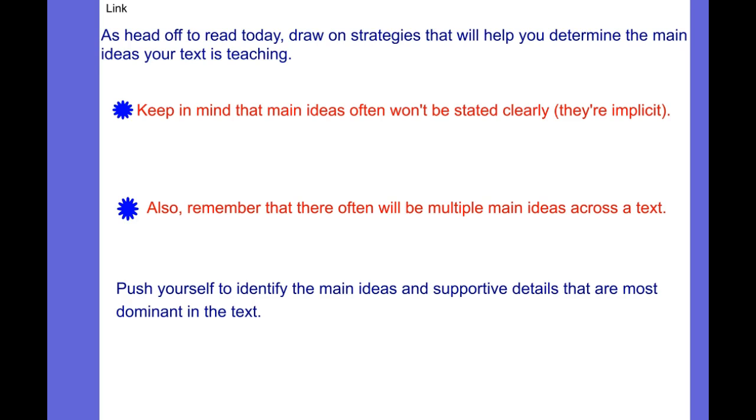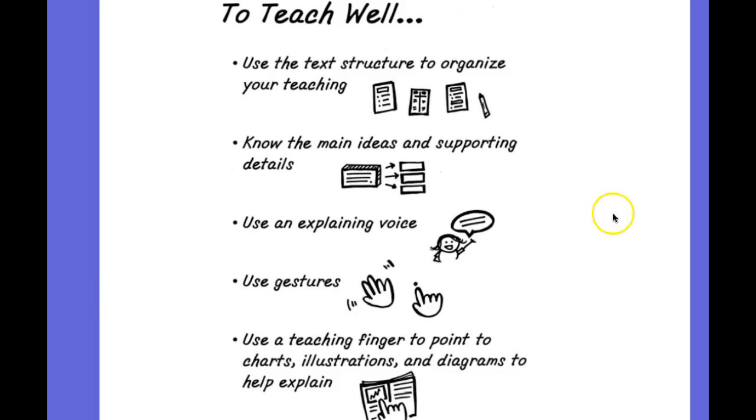And so here's a few things to keep in mind as you head off to read. A lot of times the main idea is not going to be stated clearly. It's implicit. It's hidden. And also remember that there will often be multiple main ideas that fit together. So push yourself to really identify these things and try and find what's the most important, the most dominant in the text. That will be tricky. So that's what you're working on today. If you don't quite understand, reread and rewind the video and watch again.